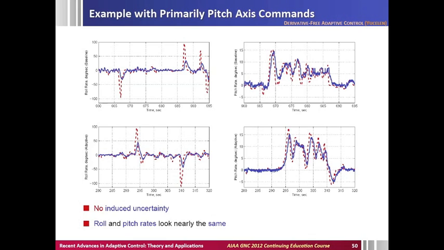Roll rate, peak rate for baseline and for the adaptive: they are basically kind of the same. I tried to make the scales the same. For these kinds of profiles, when there is no uncertainty, roll and pitch rates look nearly the same, which we should expect because there is no error.